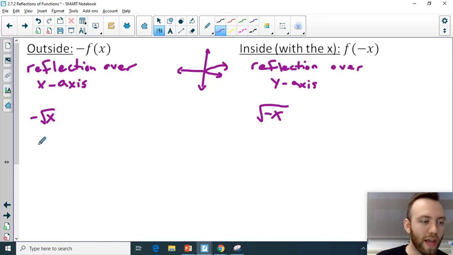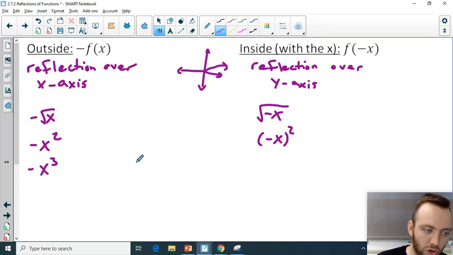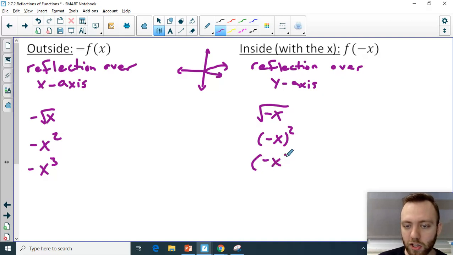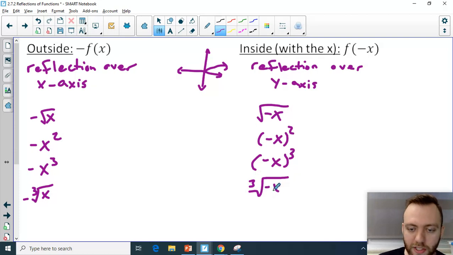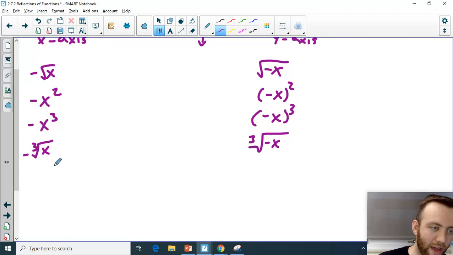And now we could think about the rest of our functions, right? Outside the x squared, inside the x squared doesn't really matter because negative x squared is going to be a positive x squared, but that's what it would look like, right? And we have negative x cubed or negative x cubed if it's together with the x, right? What else? We have the cube root, the negative cube root of x, or the cube root of negative x if it's on the inside, right? And what else do we have?